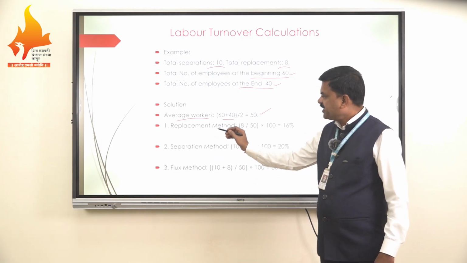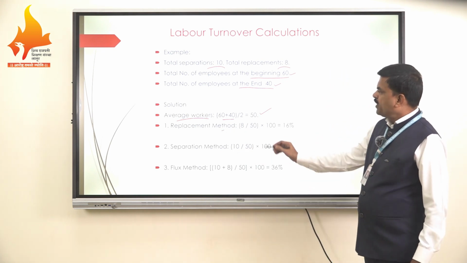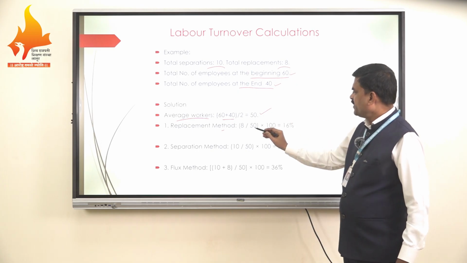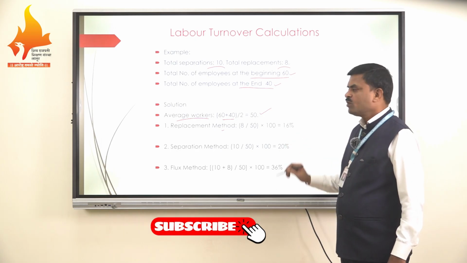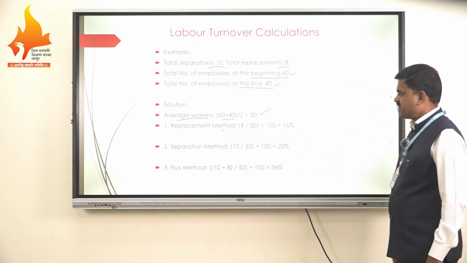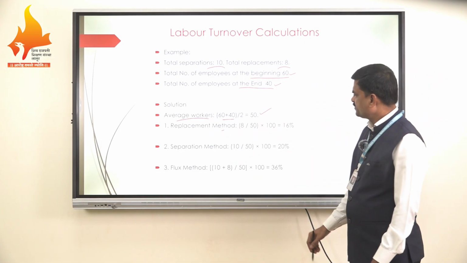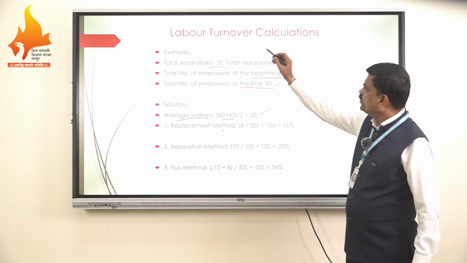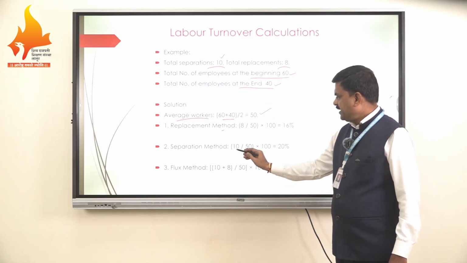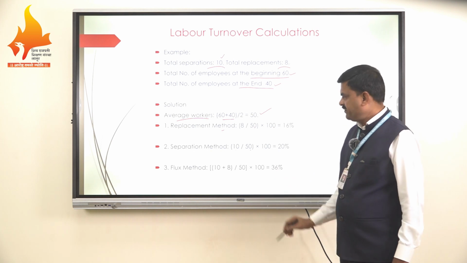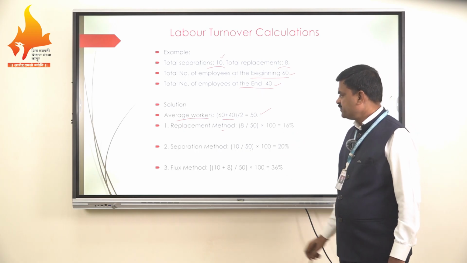Now let's use all the methods one by one. The first method is the replacement method. The number of replacements is 8 in the particular year. Average number of employees is 50, into 100. We get 16% as the replacement rate. Let's find the separation rate. Here we use the separation method. The total number of separations is 10. Thus 10 upon the average number of employees, that is 50, into 100, we get 20% as the separation rate.